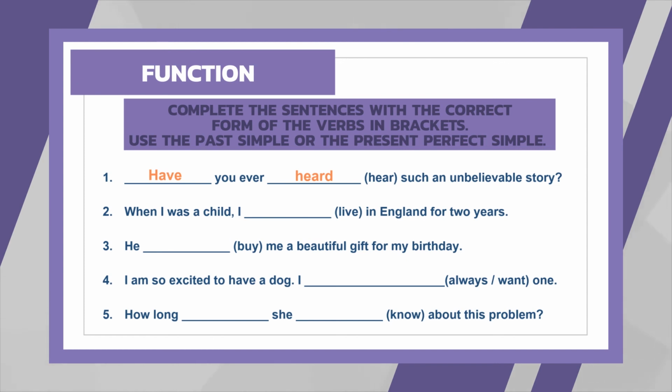Two, when I was a child, I lived in England for 2 years. Three, he ... me a beautiful gift for my birthday. The correct answer is he bought me a beautiful gift for my birthday. Four, I'm so excited to have a dog. I ... one. Please tell me the correct answer of number four. I'm so excited to have a dog. I have always wanted one.